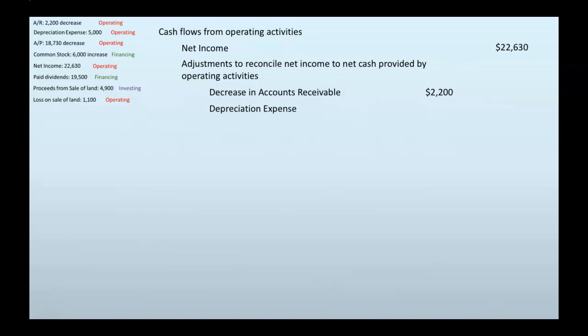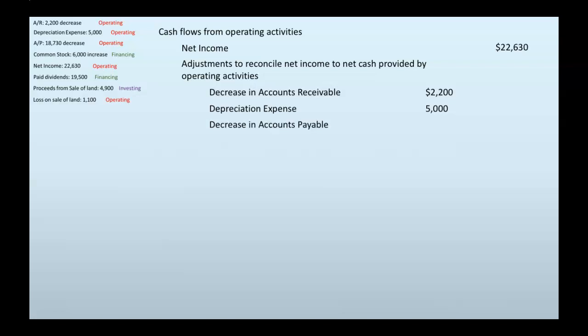Our next piece, the depreciation expense. Non-cash expenses have to be added in your operating activity section. The reasoning is because your depreciation expense would have been taken away from your revenues to find your net income. But when something's depreciating, you don't actually have to pay out any money, right? So we want to add that depreciation expense back in to our net income.